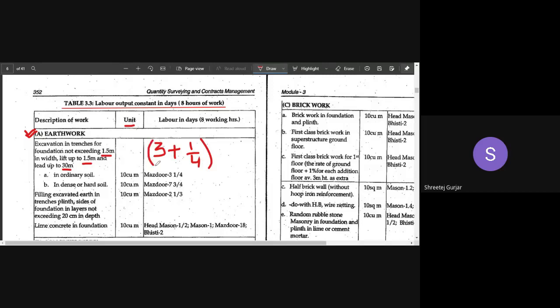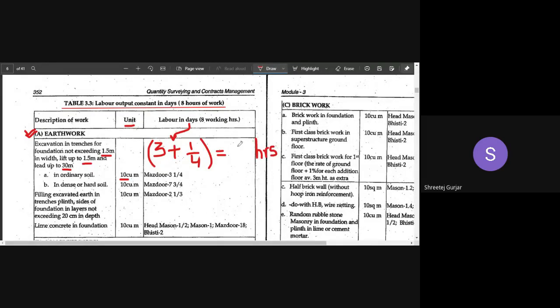Okay, so I have got here. This is particularly given in days. So you require one mazdoor to complete 10 cubic meters of work. How many days do you require? 3 plus 1/4 day, 3 1/4 days. So can you tell me the answer in hours now?